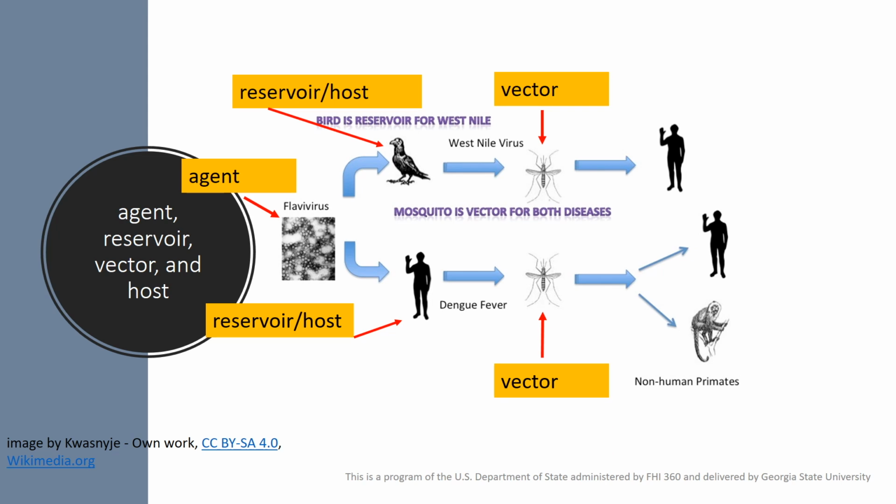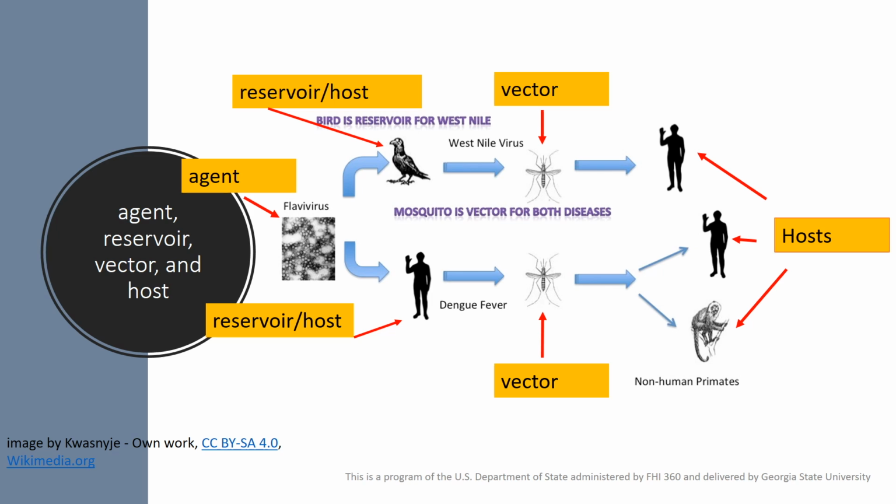And then you have the mosquito that bites these reservoirs and then transmits the virus to other people or animals. So the mosquito is the vector because it is transmitting it from the reservoir to another person or animal, and these become hosts. So these are the main vocabulary items in video 1.